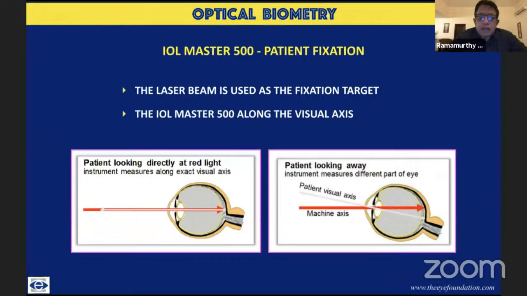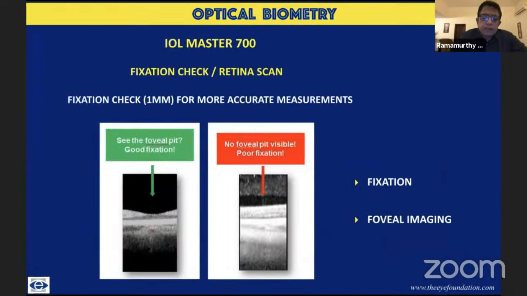But in case the patient looks away, then the instrument measures a different part of the eye, and there was no objective way of checking whether the patient is focusing through the fovea or is looking away at the time of taking the measurement. On the other hand, with the IOL Master 700, you have the fixation check or the retina scan, and basically we make sure that at the point of measurement, the light is falling on the foveal pit. In case it is not on the foveal pit, then you know that it's going to be an inaccurate measurement.